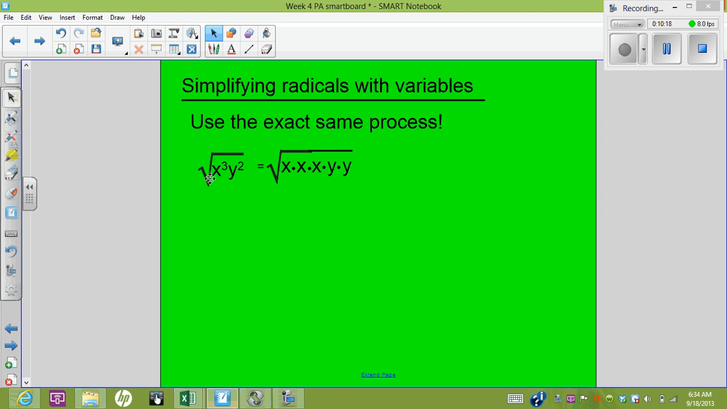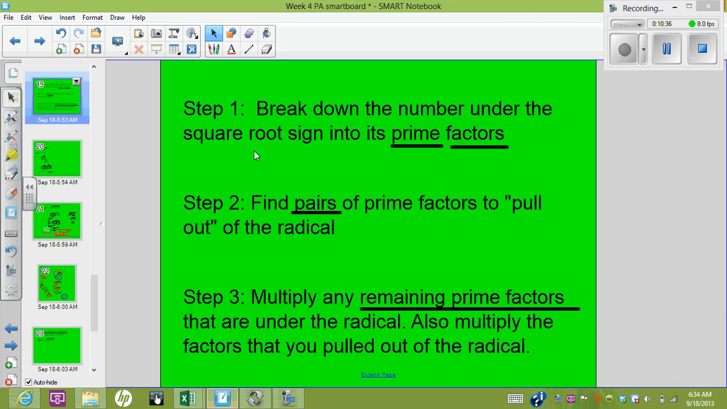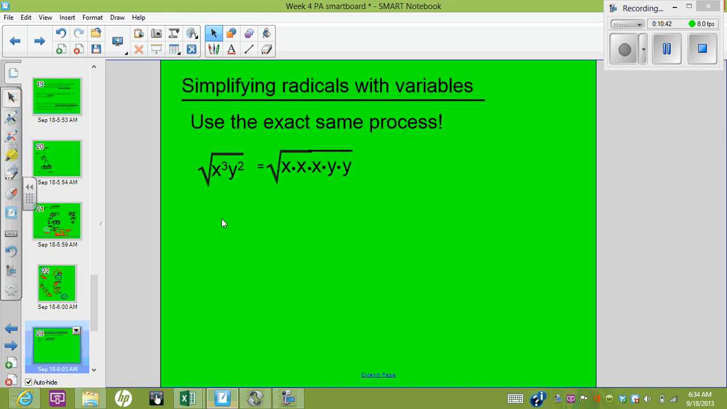So if I have the square root of x cubed y squared, I'm going to use the same process. Oh, I forgot to say this should be on the next blank page in your notebook. Okay, so I have the square root of x cubed y squared. I'm going to break that down just like we talked about in step 1, break down the number, except now it's variables under the square root sign. So my x cubed becomes x times x times x, and my y squared becomes y times y.